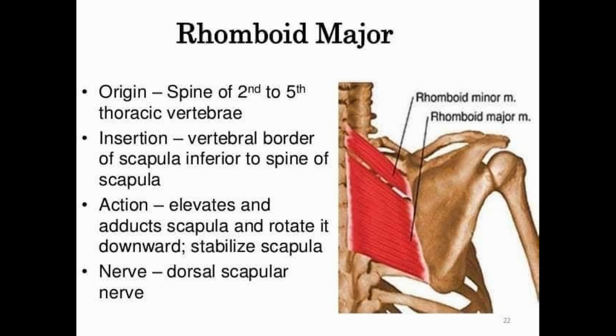Now we discuss the rhomboid major muscle. The rhomboid major takes origin from the spines of the second to fifth thoracic vertebrae, T2 to T5, and it is inserted also into the vertebral border of the scapula inferior to the spine of the scapula, and its action is to elevate and adduct the scapula, rotate it downwards and stabilize the scapula, same as the rhomboid minor. But the difference is that the rhomboid minor takes origin from T1 and C7 vertebrae, while this takes origin from T2 to T5, and it is also supplied by the dorsal scapular nerve.